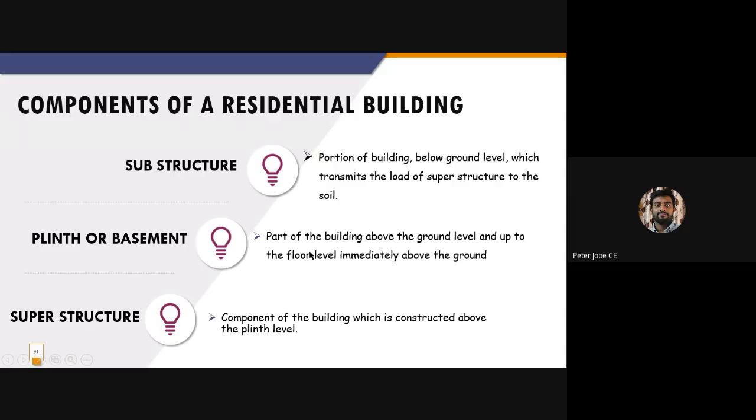The next is the plinth or the basement. It is the part of the building above the ground level and up to the floor level immediately above the ground. So once we reach the ground level, the area which is above the ground level and which is just below the superstructure, that means below our walls and above our ground level, that area is known as plinth or basement. So this is also constructed. We can see it visibly. It will be visible to us. It will be above the surface. So that part is known as the plinth or basement.